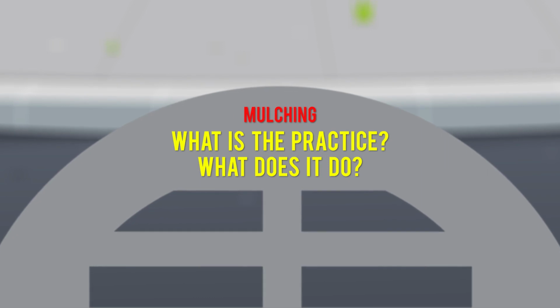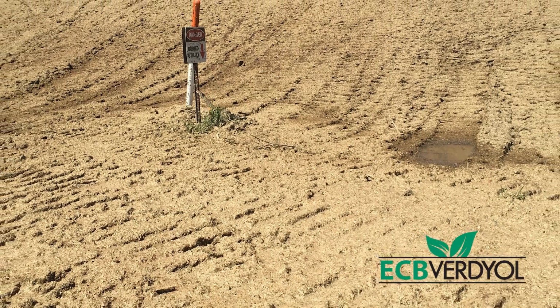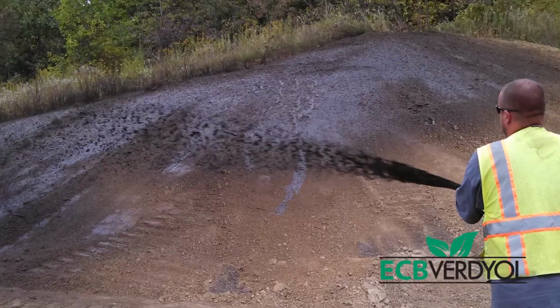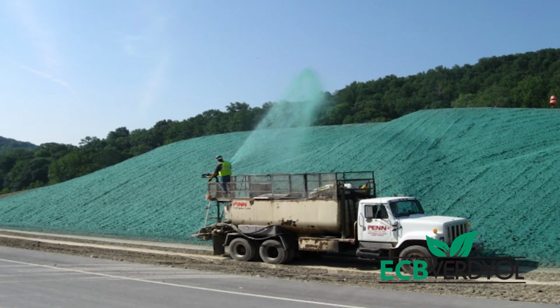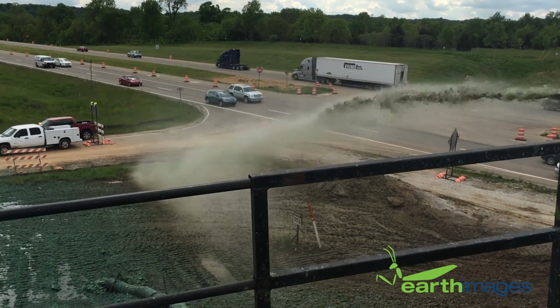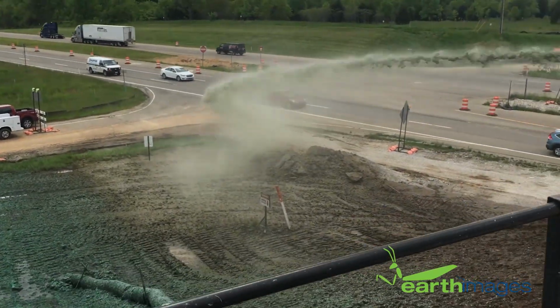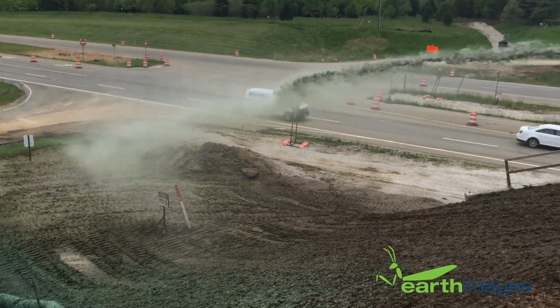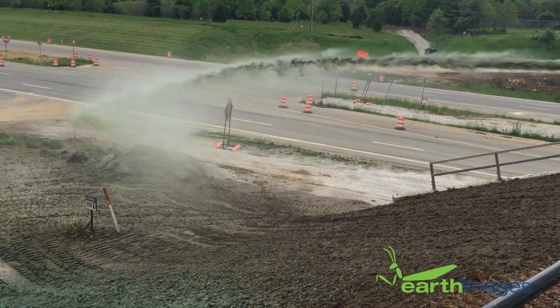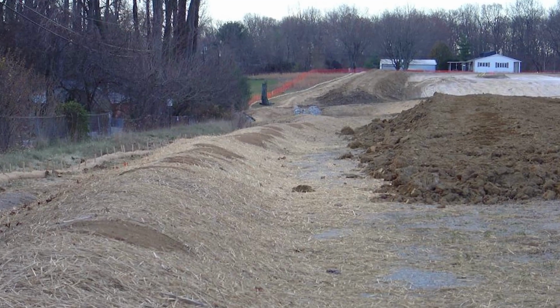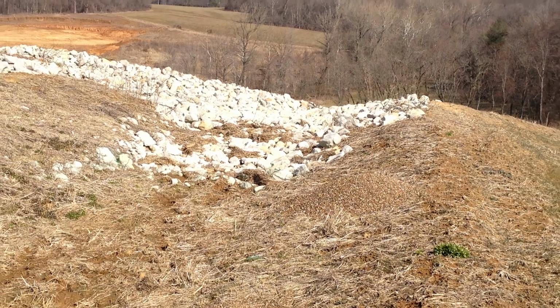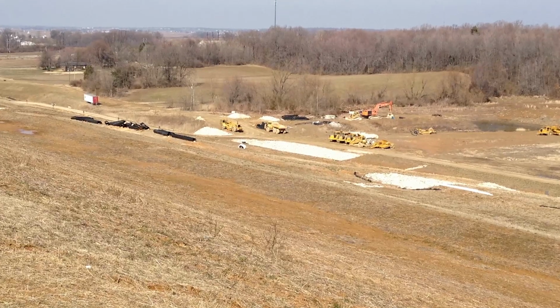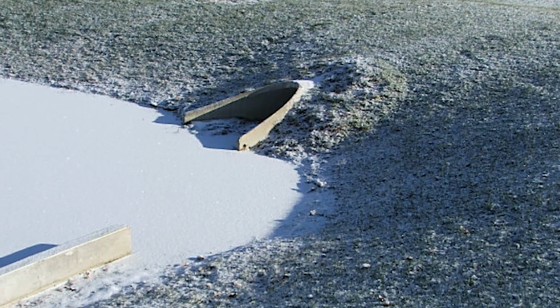What is the practice? What does it do? Mulching is the application of plant residues or other materials to enhance the protective vegetative establishment and minimize erosion potential. Hydro-mulching is applying a slurry of water, wood fiber mulch, and often a tackifier to prevent soil erosion. Straw mulch consists of placing a uniform layer of straw and incorporating it into the soil with a studded roller or anchoring it with a stabilizing emulsion.